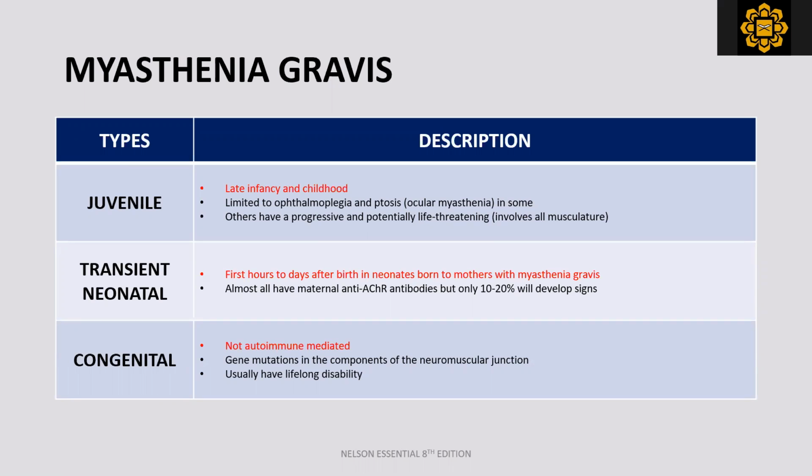Thank you, doctor. So there are 3 types of myasthenia gravis, which are juvenile, transient neonatal, and congenital. All 3 of them have a different etiology leading to the presentation. The juvenile myasthenia gravis usually presents in late infancy or childhood.